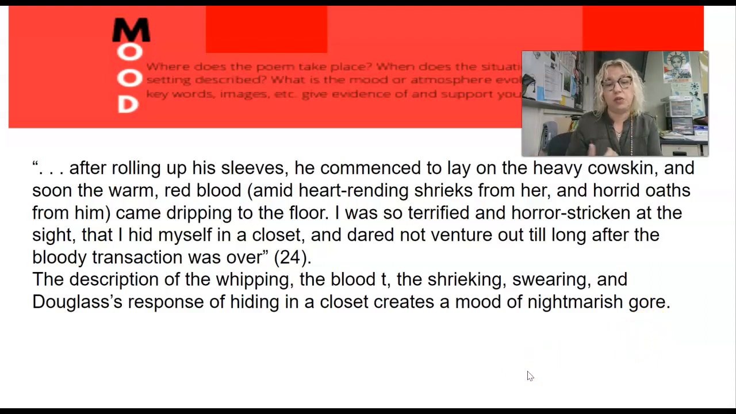And I might even go on to talk about imagery, right? Because we hear the shrieking, we see the blood, we hear the swearing. I might talk about diction because he actually uses the word horror. And what does he use more than once? Blood, we see, is used more than once, the word blood. And so there are other things that you can look at when you look at larger things like mood. You can go back to diction and imagery to get at how that mood is created.